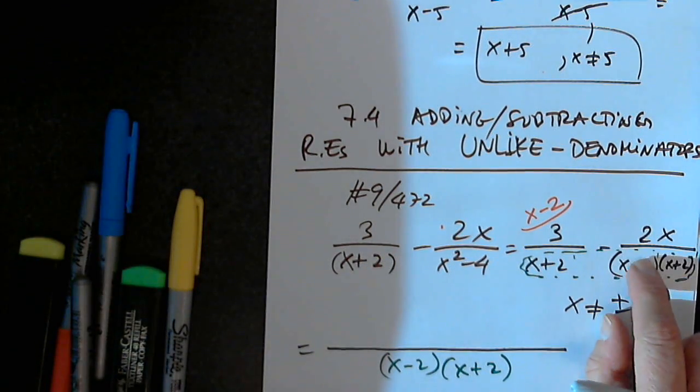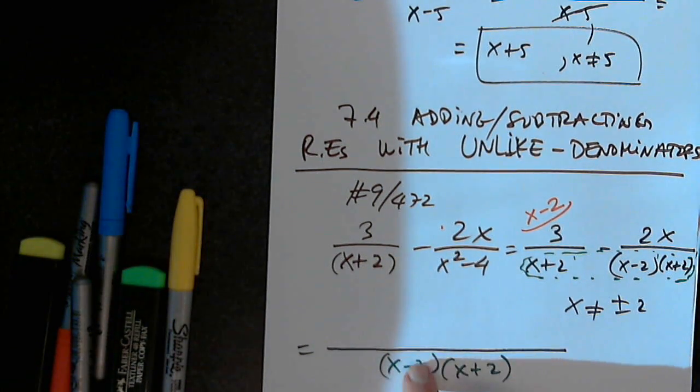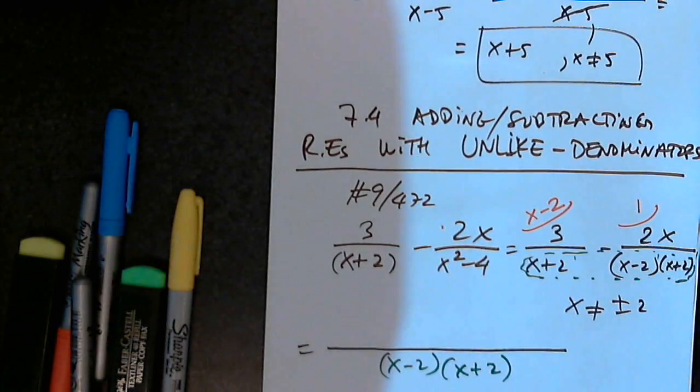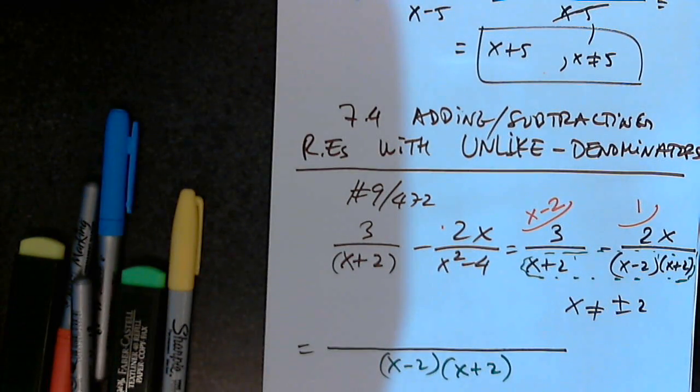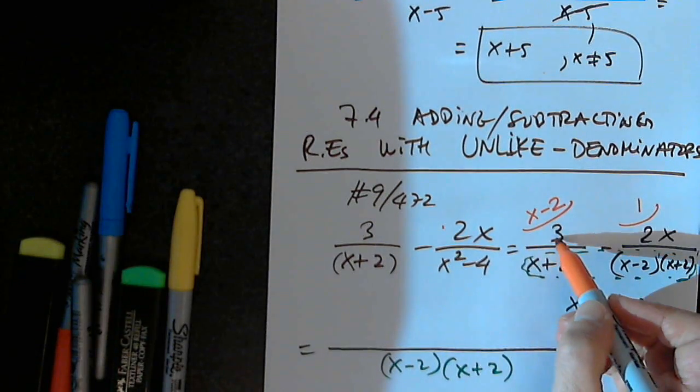Now, what was x minus 2 times x plus 2 multiplied by to get this? And the answer is 1. You don't have to put it. I'm just making a point. Now, please dictate what I should write as the numerator of this new fraction. And remember, you have to distribute.